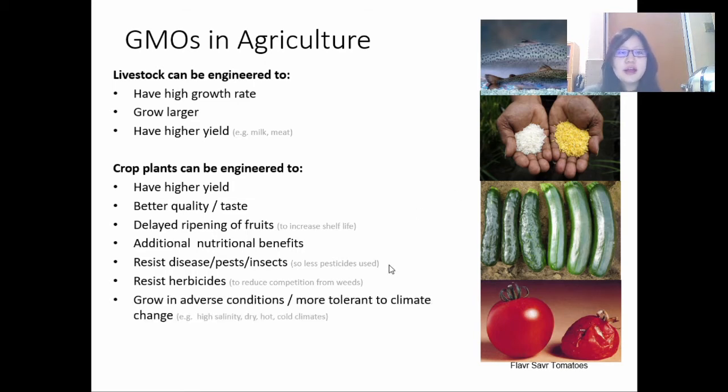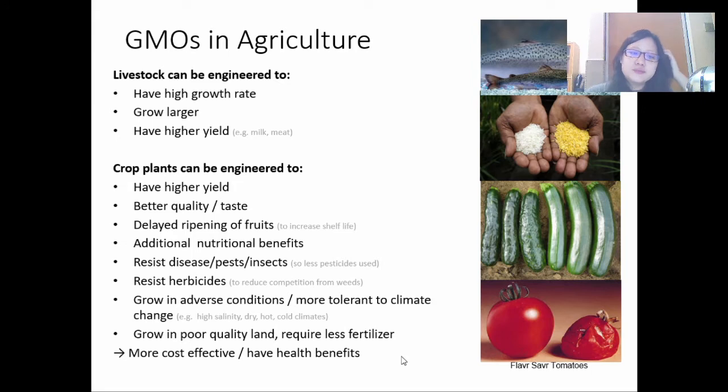Other than that, you can engineer crop plants to grow in adverse conditions and become more tolerant to climate change, as it is already happening. So think of hot, dry, cold climates or high salinity places. We want plants to be able to grow everywhere. Of course, we also want plants to be able to grow in poor quality land and require less fertilizer, so they can grow in harsh conditions and in deserted areas as well. Places where the soil is not that good, food can still be grown. Wouldn't that be great for everyone? And solve the world food problem?